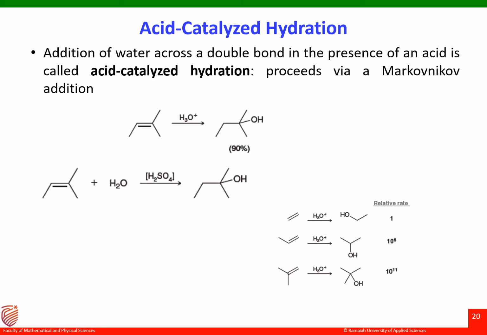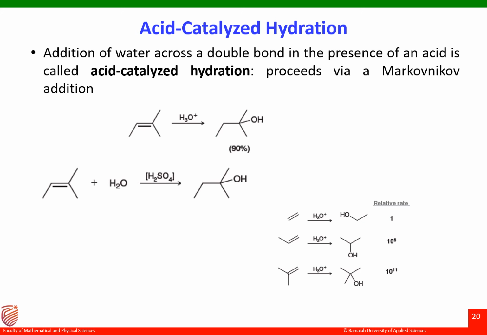The reagent hydronium ion, H3O+, represents the presence of both water and an acid source, such as sulfuric acid or any other acid. These conditions can be shown in the following way. When I take an alkene plus water, with an acid in brackets, it leads to the formation of an alcohol as the major product, represented as a 90% yield. Therefore, it is an acid catalyzed hydration.